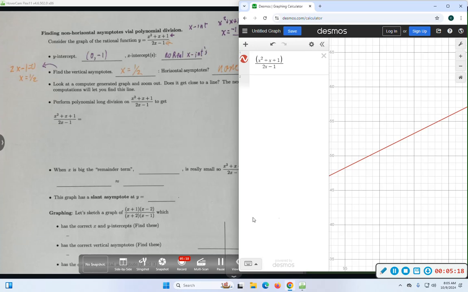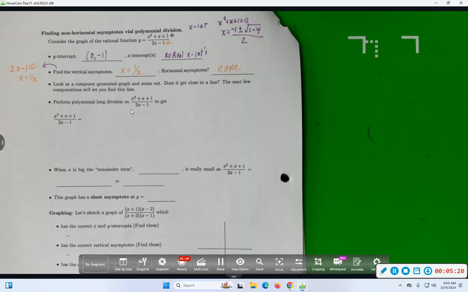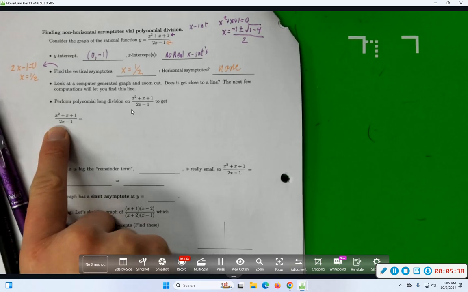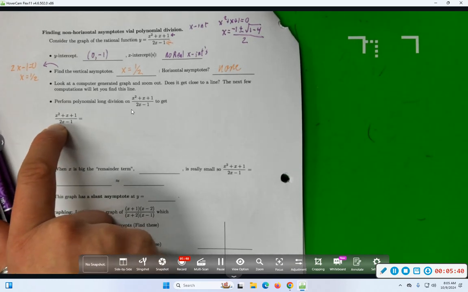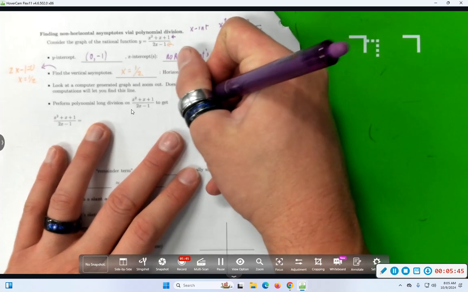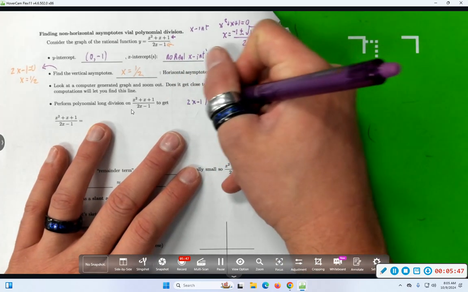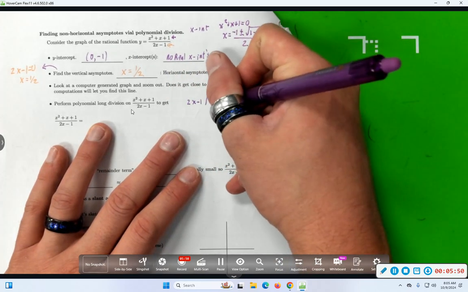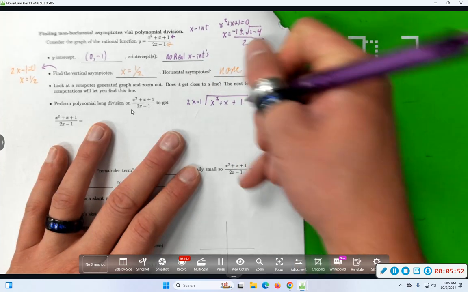So let's talk about how to actually find that line. The way we're going to find that line is we are going to rewrite this rational function in a manner that looks like a line plus something that gets small. The way we'll do that is by doing some polynomial long division. We can't use synthetic division here because there's a 2 in front of the x in the denominator. So let's do this polynomial long division: 2x minus 1, let's divide that into x squared plus x plus 1.